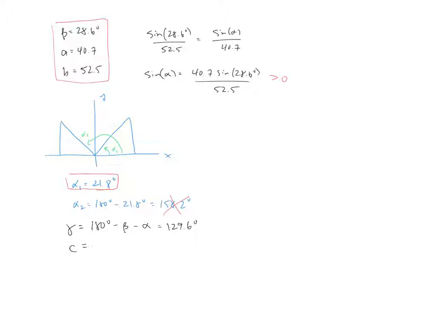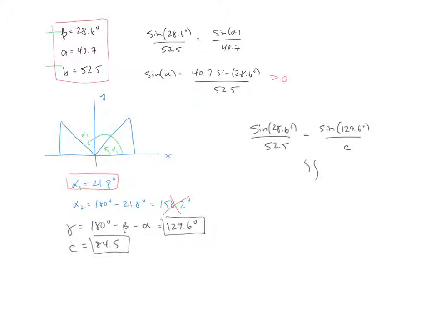And like I told you in an earlier example, I'm a big believer in using given information in case some of the found information was incorrect. So we'll go ahead now and say sine of 28.6 degrees over 52.5 is equal to sine of gamma, 129.6, over C. Running that calculation, similar to the other problems, you'll find that C equals 84.5 in this problem. So we have our alpha, beta, gamma, A, B, and C now, all in this one triangle that we found.